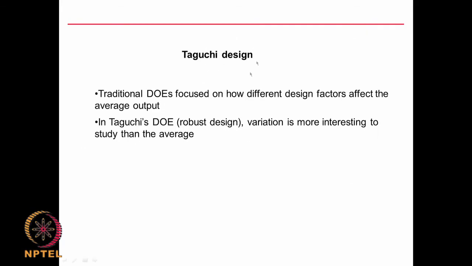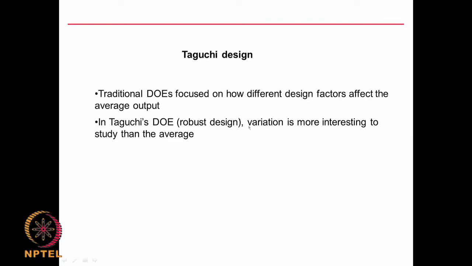Then comes another design, this is also a screening design, that is called Taguchi designs. Traditional DOEs focus on how each factor affects the output, that is Y. Y is your output or the dependent variable. Suppose I am doing a bioprocess, like the yield of a metabolite or biomass, that is the output. Whereas in Taguchi design, he has looked at robust design and he is more interested in the variation, the loss function.